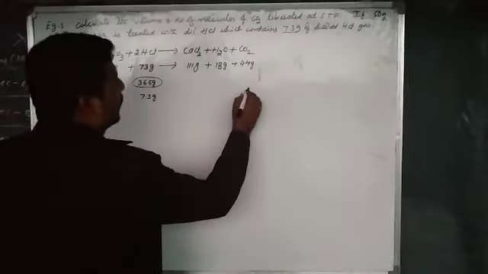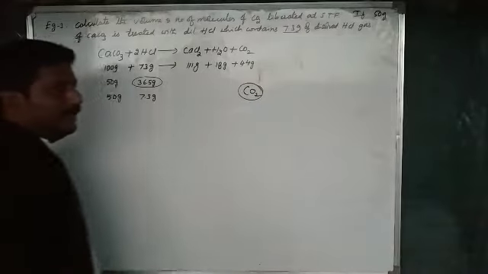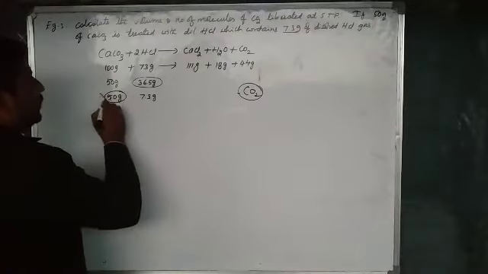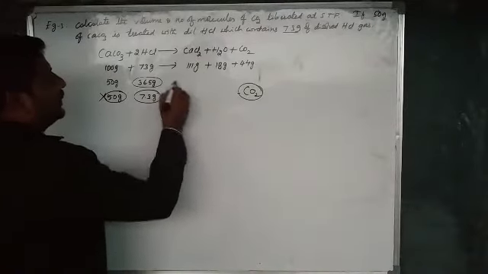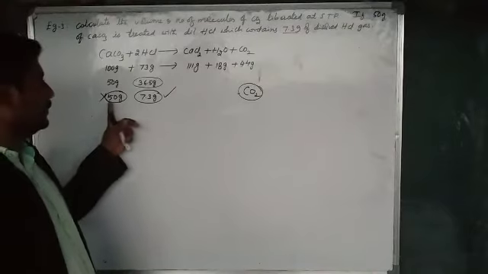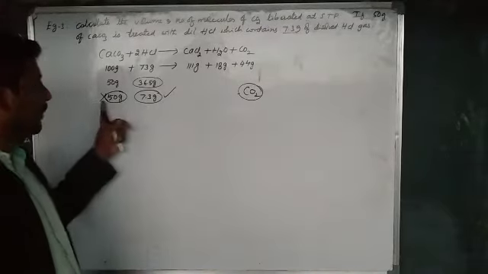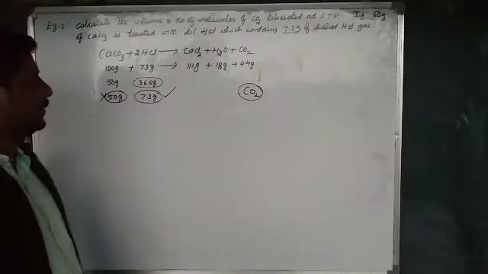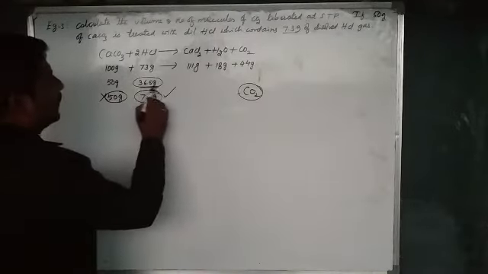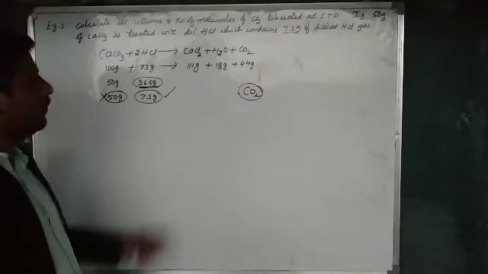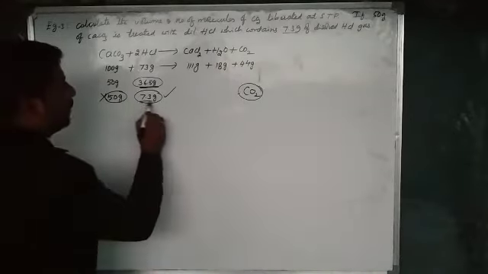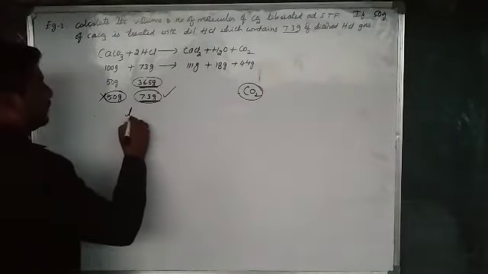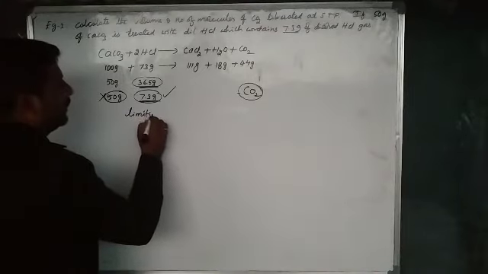That means the carbon dioxide which is produced here will not depend on 50 grams of calcium carbonate. It depends on 7.3 grams of HCl. Here we require 36.5 grams of HCl, but we have only 7.3 grams of HCl. So this reagent is said to be the limiting reagent.